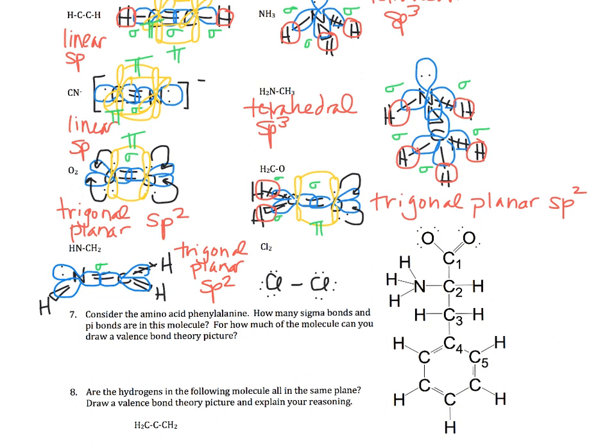And now let's add the hydrogens in. One over here, and one over here. So that's 3 more sigma bonds. And we've got one more bond to draw between the carbon and the nitrogen.